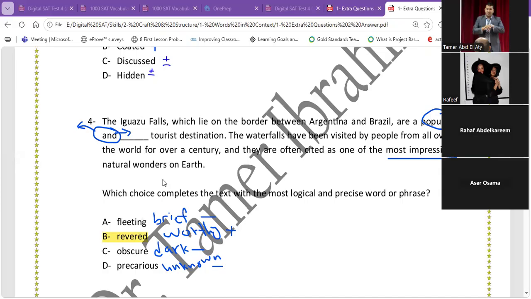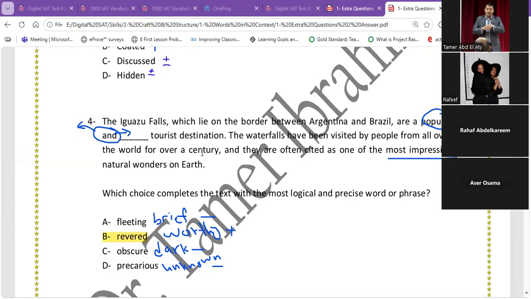Tourist destination. Okay, Dr. Tamer, I don't know the meaning of revert. But you know the meaning of fleeting, حاجة مختصرة. Obscure, you take it many times. Maybe precarious, maybe you did the first time. But revert means worthy. Because of that, whenever we meet new words, please write them down and memorize them.